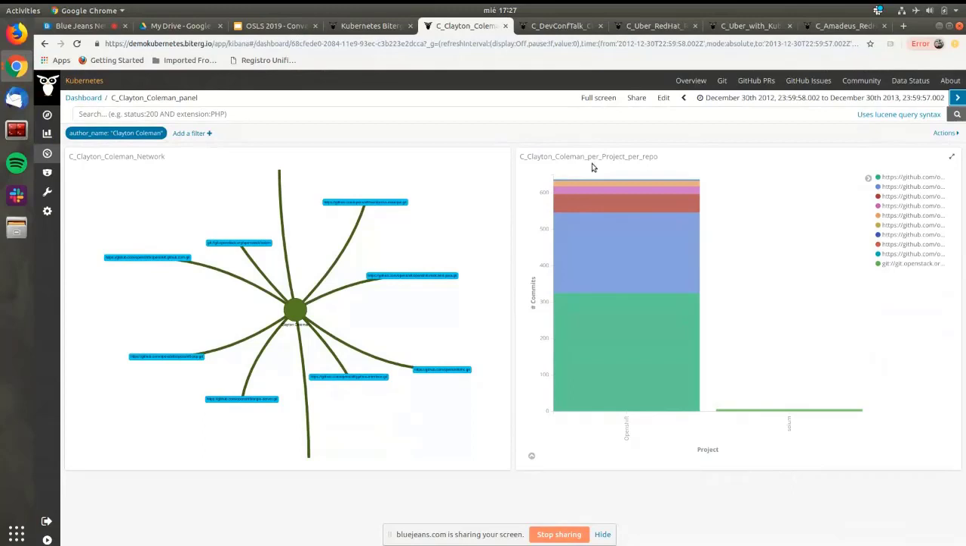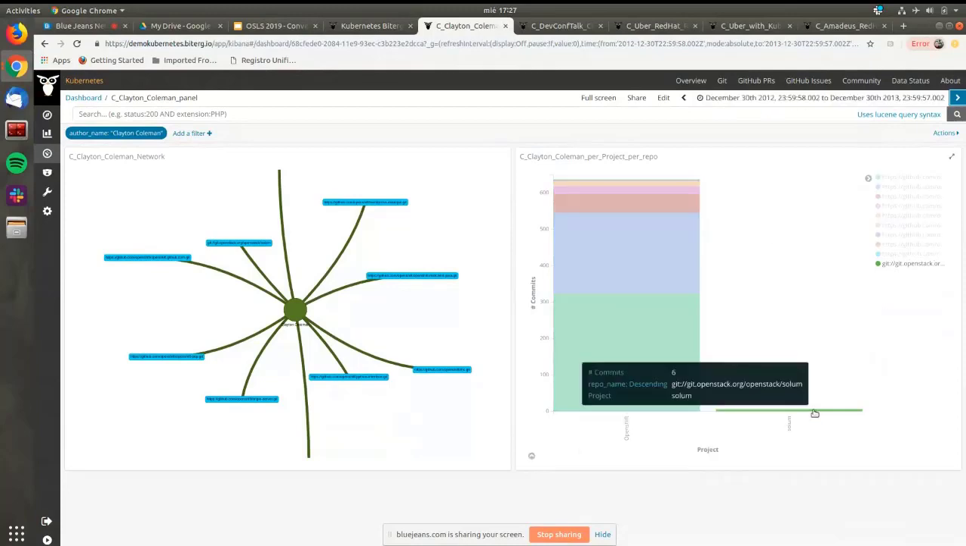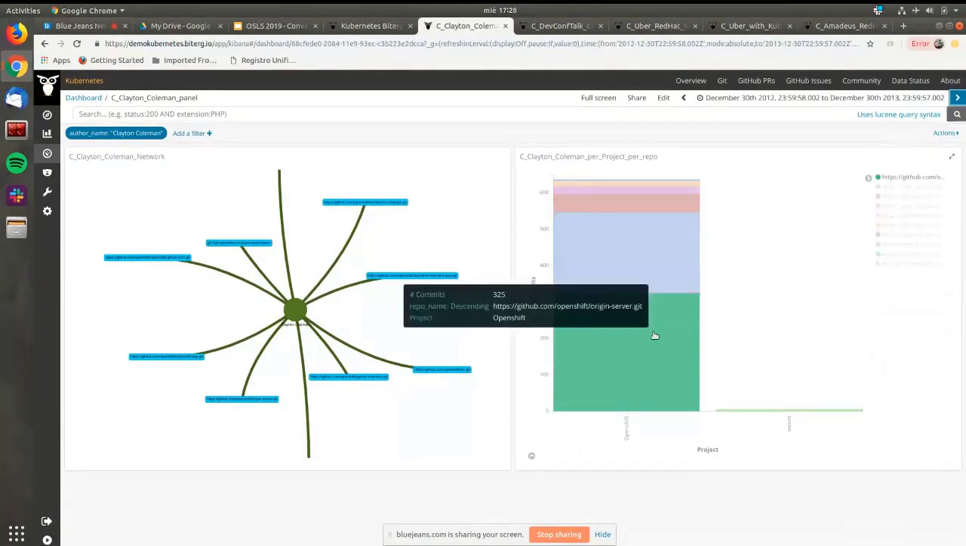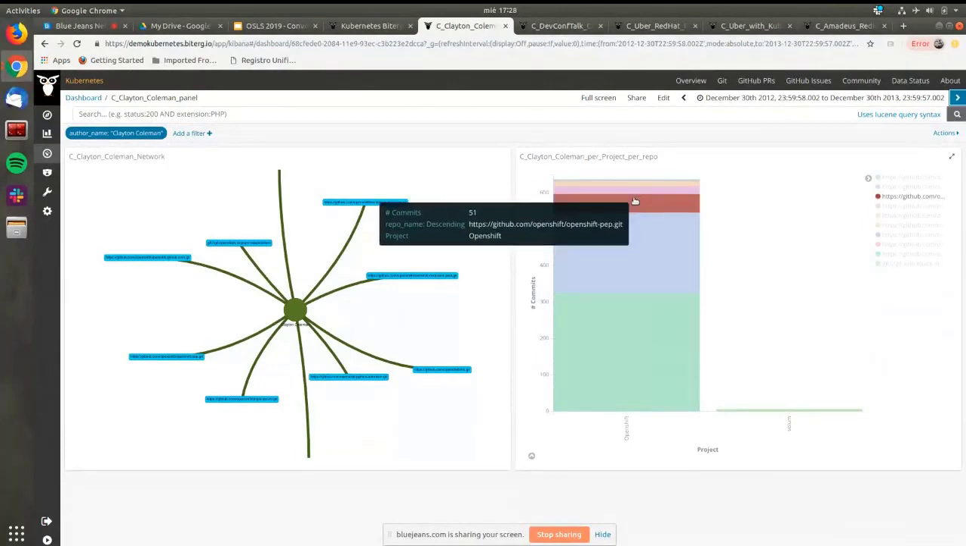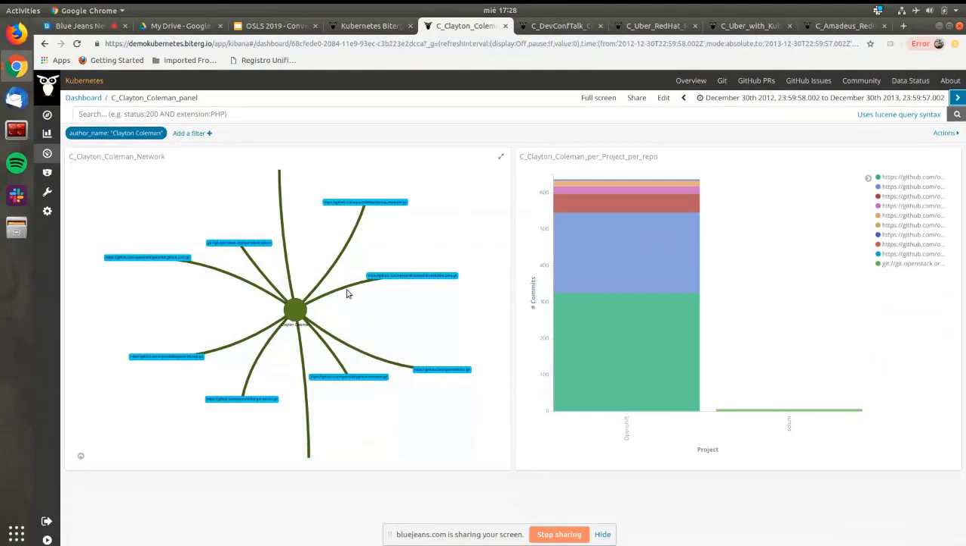So with this type of analysis, we know that Clayton, in 2013, was involved for a while in Solemn, and then heavily involved, as you can see, in OpenShift. So again, Origin server and RHC are the 2 main repositories he was involved in, but also in some others, such as OpenShift PEP or WordPress example, as you can see.